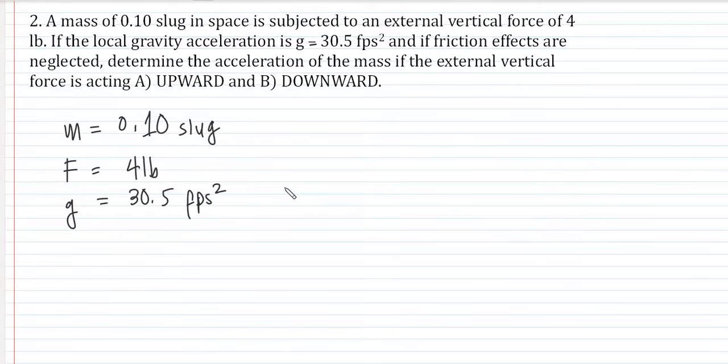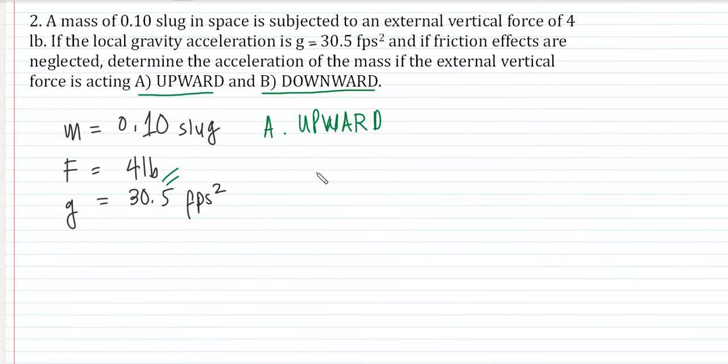If friction effects are neglected, determine the acceleration of the mass if the external vertical force is letter A, acting upward, and letter B, acting downward. So let's first consider letter A, acting upward.